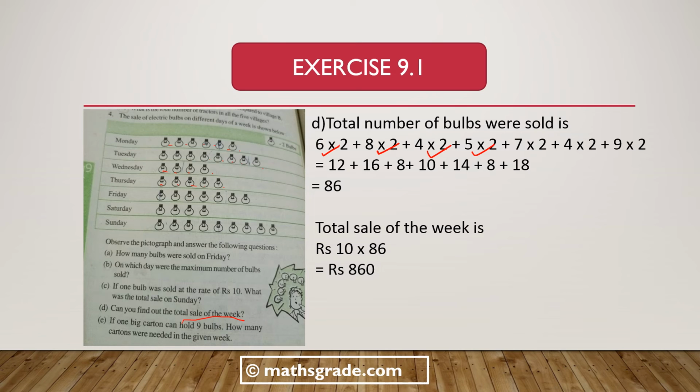On Friday, there are 1, 2, 3, 4, 5, 6, 7. 7 multiplied by 2 bulbs, that is 14 bulbs were sold on Friday. On Saturday, there are 1, 2, 3, 4. 4 multiplied by 2 bulbs, that is 8 bulbs were sold on Saturday. On Sunday, there are 1, 2, 3, 4, 5, 6, 7, 8, 9. 9 multiplied by 2 bulbs, that is 18 bulbs were sold on Sunday.